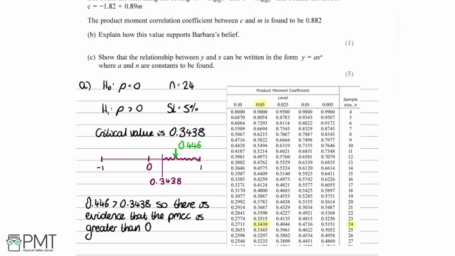However, if we're in a different scenario and the product moment correlation coefficient was outside of the critical region, then we can say there isn't evidence. So look at the mark scheme. We get 1 mark here for correctly stating our hypotheses. We get another mark here for getting the critical value. And then we get a final mark here for a correct concluding statement such as this.